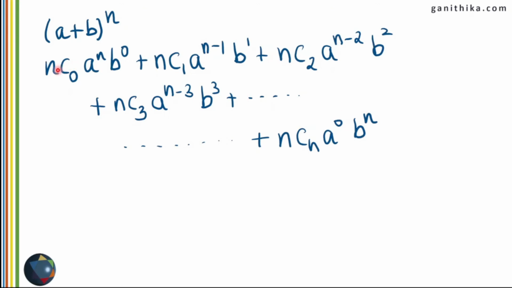You can see that nC0 and b^0 are 1, therefore the whole term is just a^n, and in the same way the last term is also b^n, because nCn and a^0 are both equal to 1. And the in-between terms will have both a and b with coefficients as combinations of n. This is called the binomial theorem.